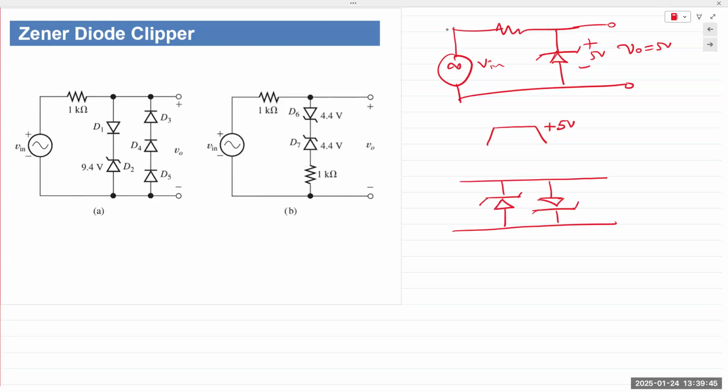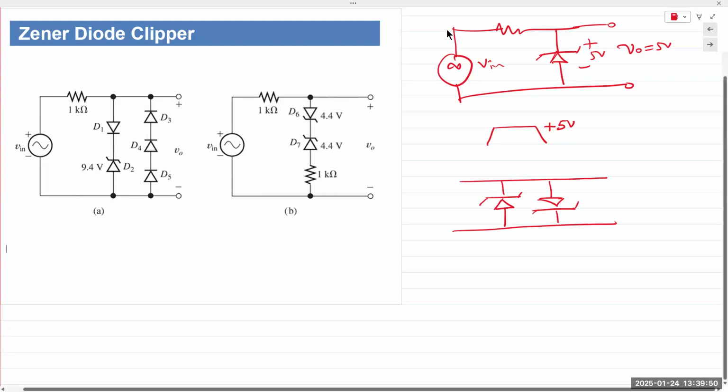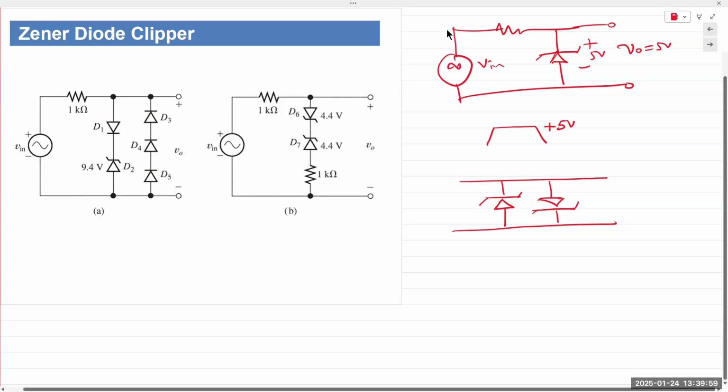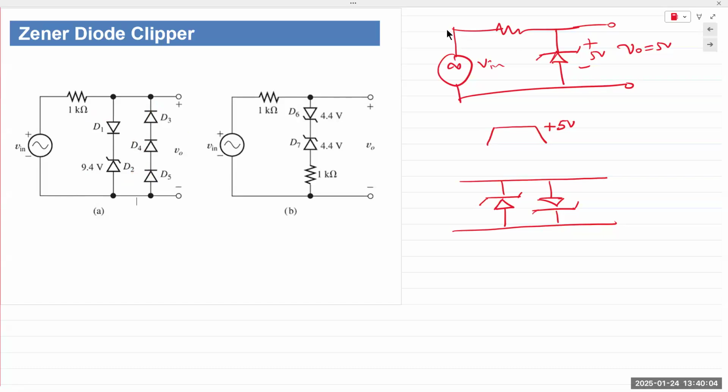All right, let's come to our circuit figure A here. What do we see? 2 branches. We have D1 and D2 in the left branch, D3, D4, and D5 in the right branch. Okay. Let's ignore the Zener for now. What do we see about the 2 branches? D1 is pointing down, D3, D4, and D5, the branch on the right, is pointing up. So positive half cycle affects D1. D3, D4, D5 are off.